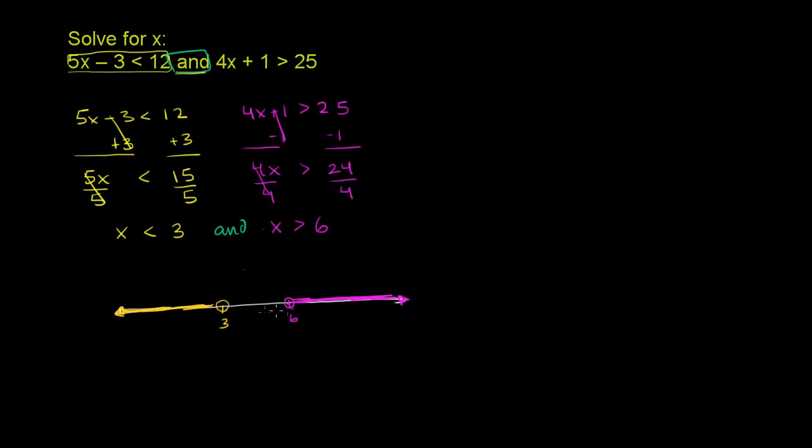But when you look at it right over here, it's clear that there is no overlap. There is no x that is both greater than 6 and less than 3. So in this situation, we have no solution. We have no solution.